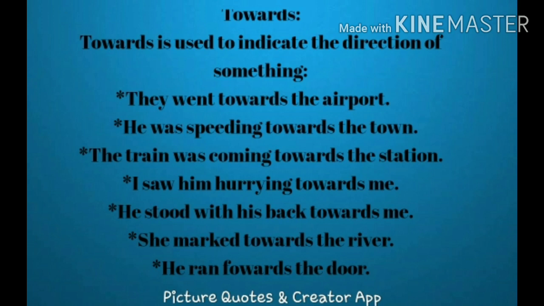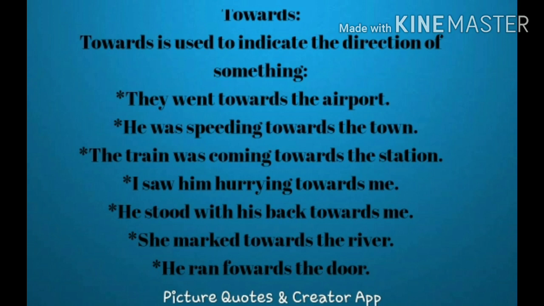He was speeding towards the town. So to show which direction something is moving, we use towards. We already learned that to indicate the destination we use to, but towards indicates the direction something is moving. The next example, the train was coming towards the station. It didn't reach, but is coming.